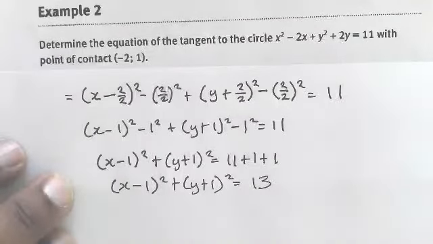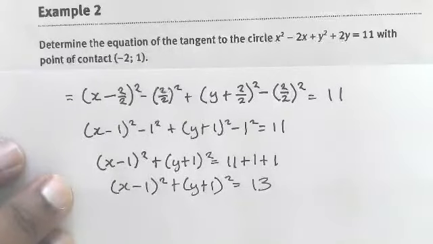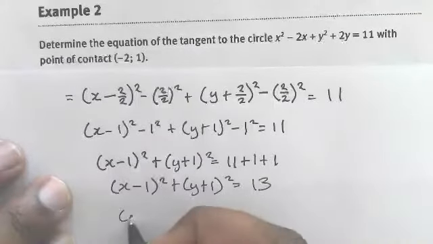Okay, we don't really need the radius right now for this question. We need the center. The point of contact we have already. So the center is the one that we needed. And now that the equation is in standard form, we can find the center. We couldn't do that before. It's in standard form now, so we can find the center.